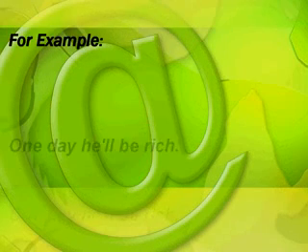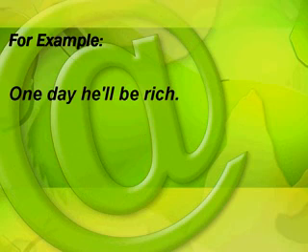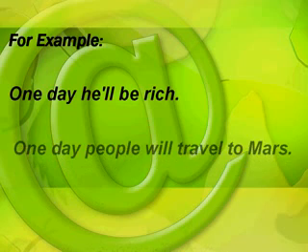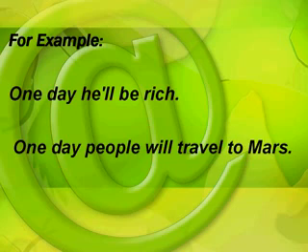For example, one day he'll be rich. Now I'm predicting about someone that he'll be rich, but I don't have any present sign, or there isn't any situation which would support that he'll be rich one day. So I'm just predicting about him, and I don't have any proofs or signs to support this thing. Another example, one day people will travel to Mars. So it is also a kind of prediction without any present situation or sign.